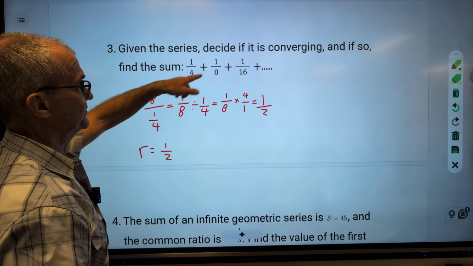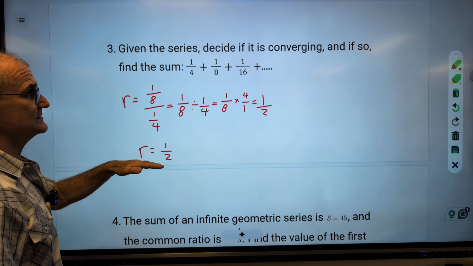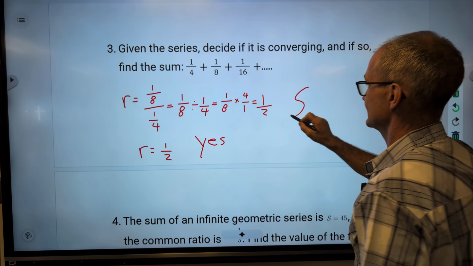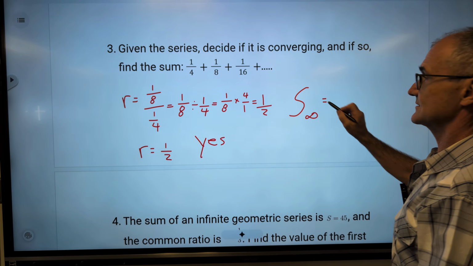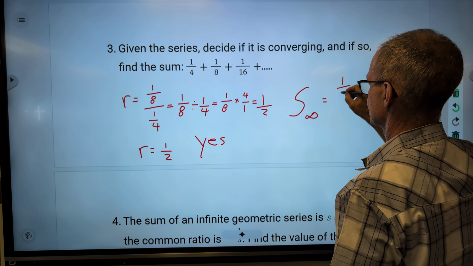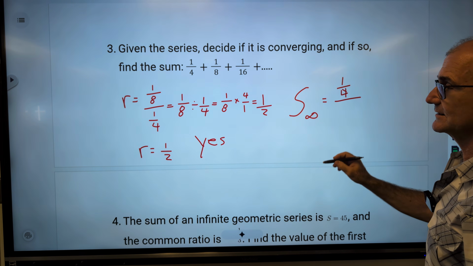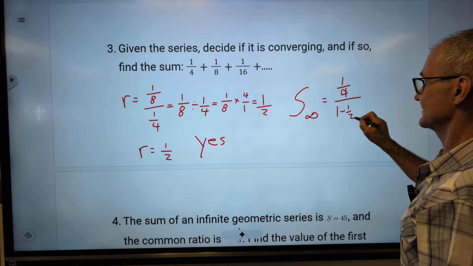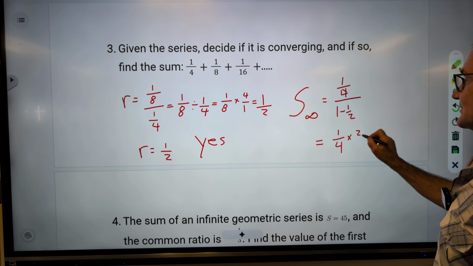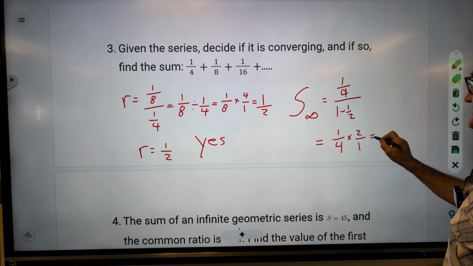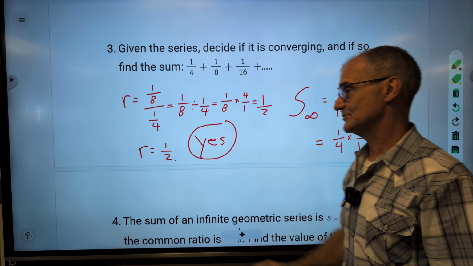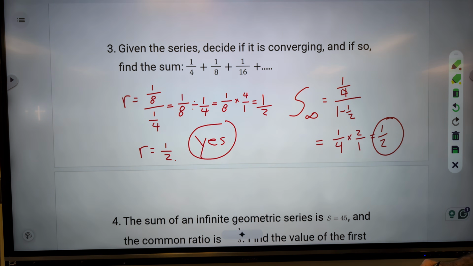Let me try that out. Times 1/2, times 1/2 works in all cases. Yes, it is converging. My sum of this infinite series is equal to my first term, 1/4, divided by 1 minus 1/2. So my sum is 1/4 divided by 1/2, or multiplied by 2/1, which is 2/4, or 1/2. So yes, it is converging. My common ratio is 1/2, and my sum is 1/2.